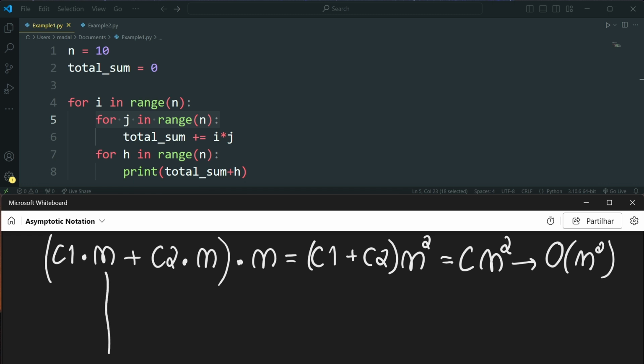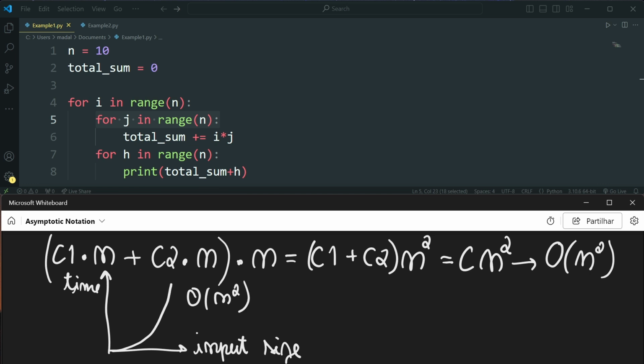And if we were to plot this on a Cartesian graph, we're going to have here the input size on the x-axis, which I've denoted by n in this case. And we're going to have the time on the other axis. And we're going to end up with quadratic time, which is just going to be a parabola. Time can't be negative, so we're only left with the positive side of the parabola. And this is O of n squared, and it's called quadratic time.